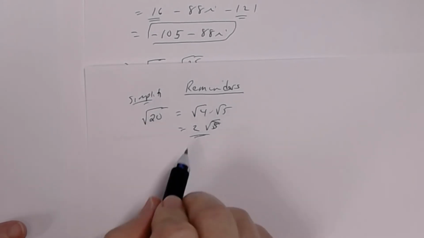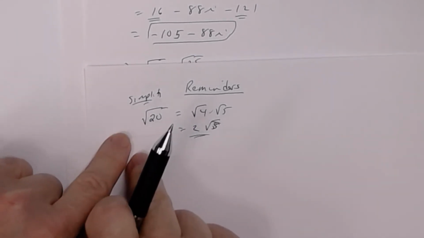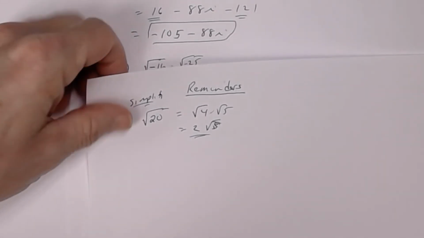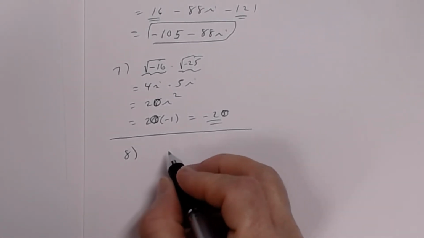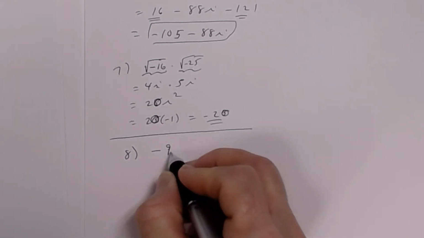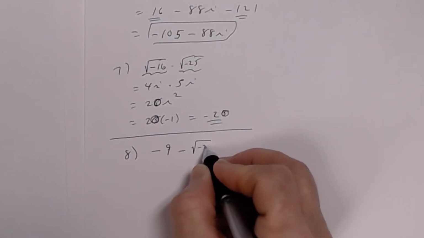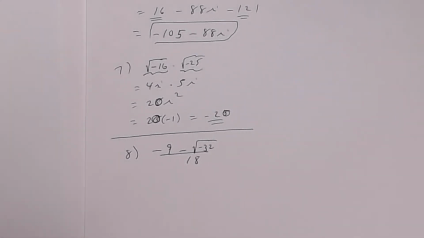All right, so this is a review from a previous course, and we're going to use this idea with some of our problems now. All right, so let's look at number 8. Let's suppose we had negative 9 minus the square root of negative 32, divided by 18. When we get into using the quadratic formula, this is going to look familiar.